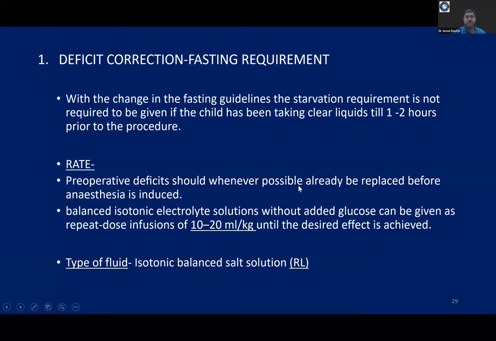Now the duration of fasting has reduced, so we need to give a lower volume of IV fluids. Okay. Preoperative deficit nevertheless should be replaced, and you can give up to 10 to 20 ml per kilo till the desired effect is achieved. If the child is very tachycardic, hypotensive, with low urine output, you need to give fluid boluses so as to correct the deficit. And the choice for deficit correction is Ringer lactate.